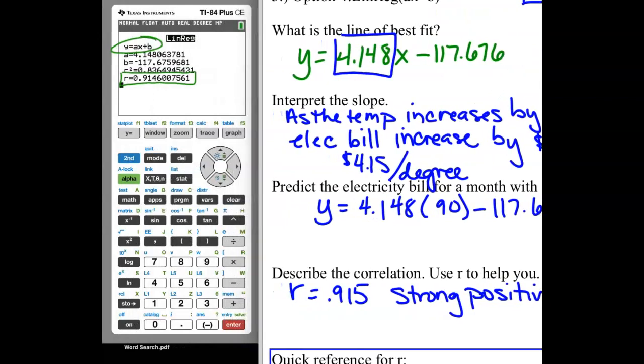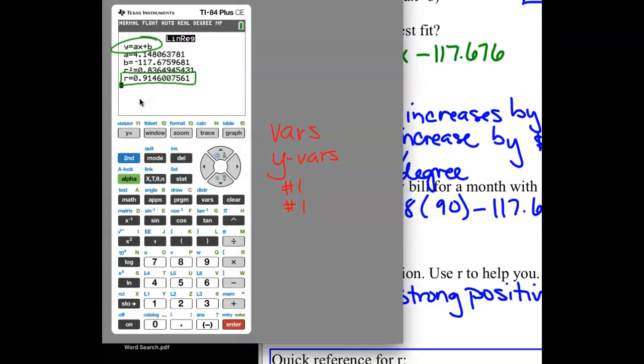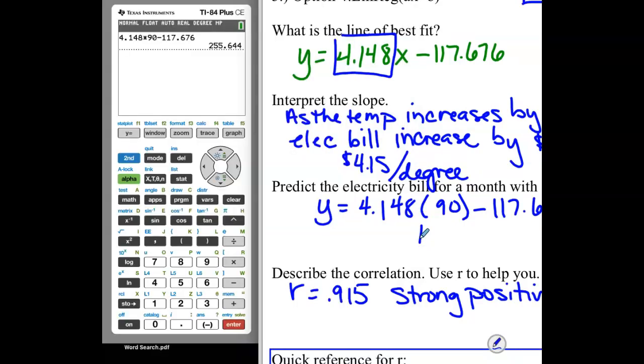So go back to our calculator. I'm going to quit out of that screen, and let's go ahead and let our calculator figure this out. It was 4.148 times 90 minus 117.676. So our bill would be about $255.65. $255 and we'll say 64 cents if we round. Okay?